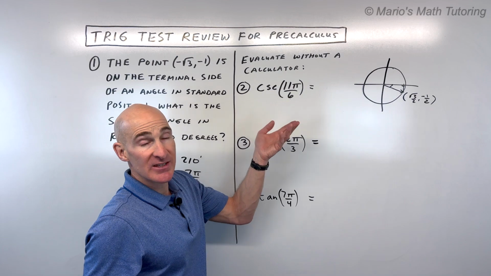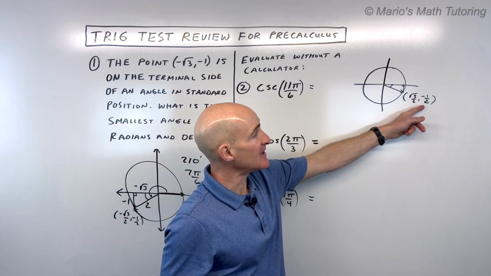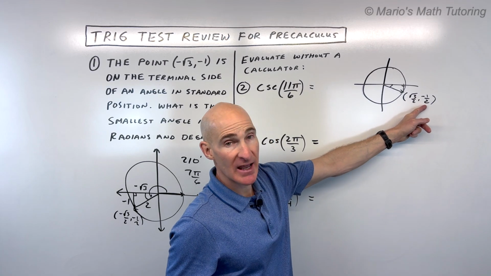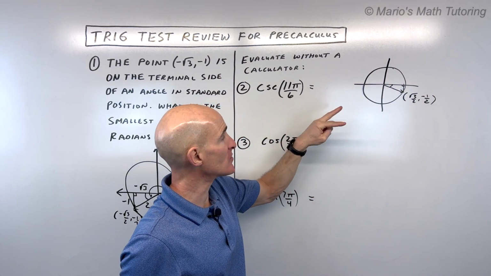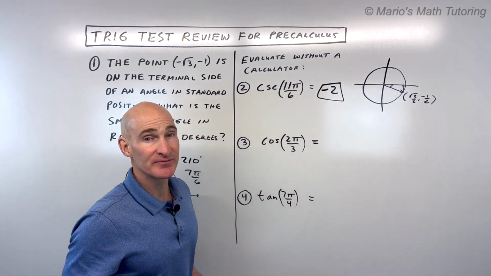Now, the cosecant is the reciprocal of the sine, right? And we know that on the unit circle, the sine is the y coordinate. So the sine would be negative 1/2. The cosecant's the reciprocal. So this is going to be equal to negative 2.